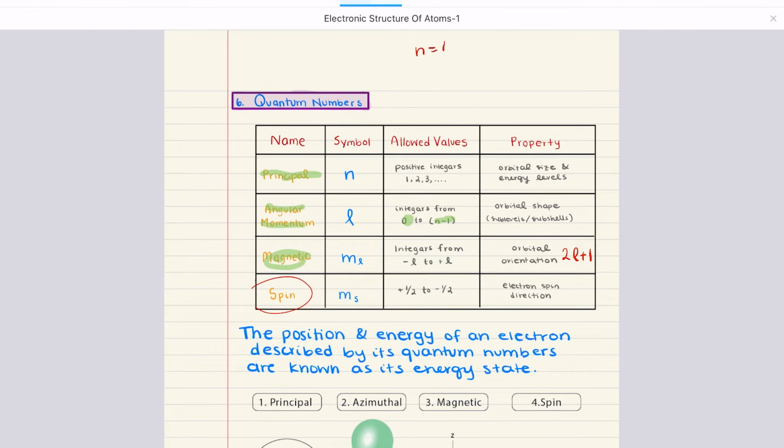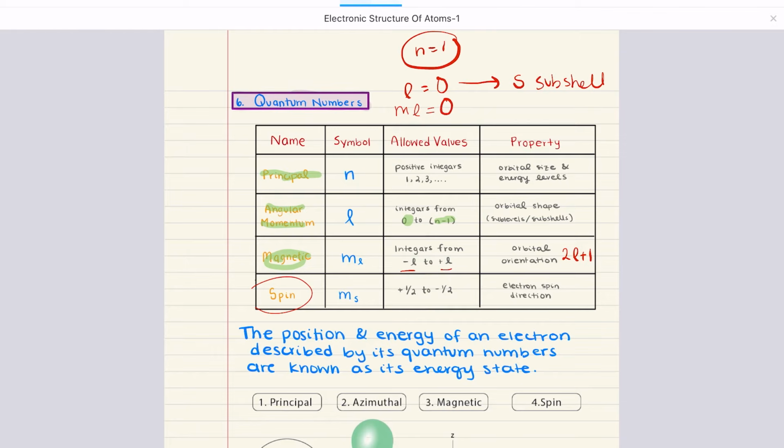If n is equal to 1, then L can only be 0. And if L is equal to 0, we're referencing the S subshell. Here then, ML is anywhere from -L to +L, but we just have 0 here. So for ML, this is also going to be equal to 0.